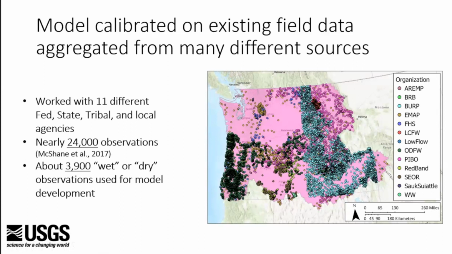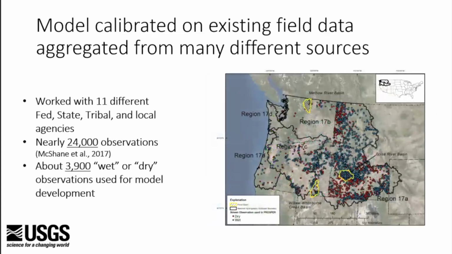So we aggregated a data set from 11 different agencies, federal, state, tribal, local agencies, and was able to gather about 24,000 observations, snapped them to a hydrography, and then a subset of those we used in our model for the Pacific Northwest, and they were categorized as wet or dry. In order to be wet, that observation had to occur during late summertime flow.